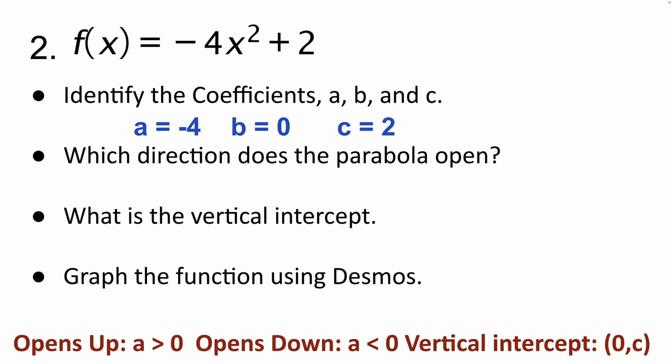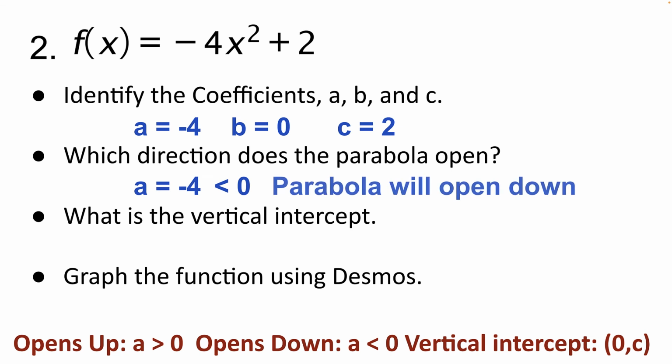Which direction does this parabola open? To identify the direction the parabola opens, we need to use the coefficient of x squared, which is a. In this case, a is negative 4. Since negative 4 is less than 0, this tells us that this parabola will open downward.